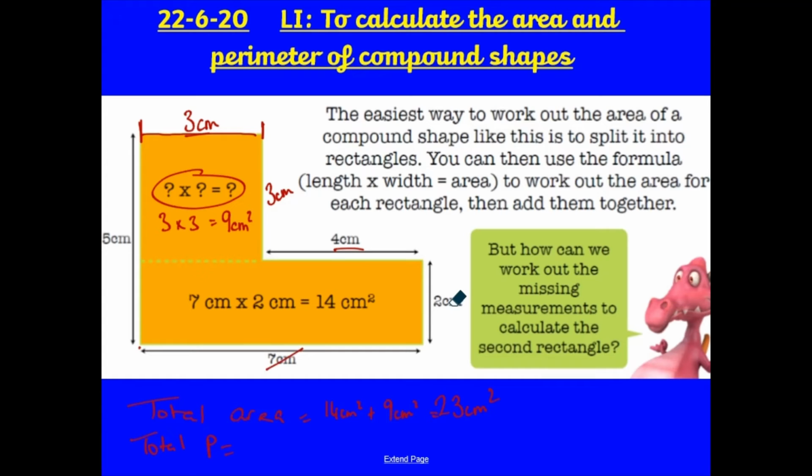So I started here, so 7 plus 2 is 9, plus 4 is 13, plus 3 is 16, plus another 3 is 19, and plus 5 is 24. So the total perimeter is 24 centimeters. Okay, so I've got my perimeter and my area worked out.